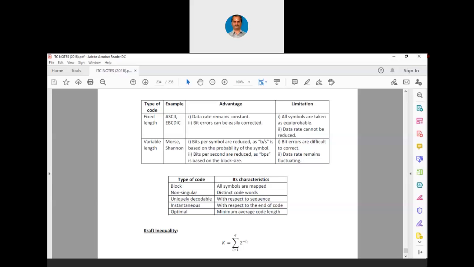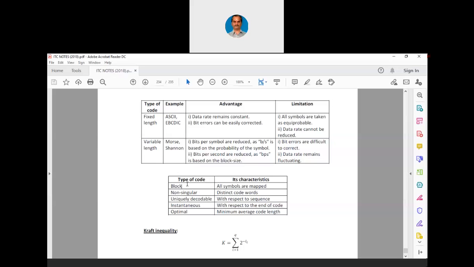So in such real-time applications of voice communication or wireless communication, we go for variable length coding only. And later on we had discussed the types of codes. We used to call it a block code when all the symbols that are available at the source are mapped with their respective coding. Then that is called block coding.